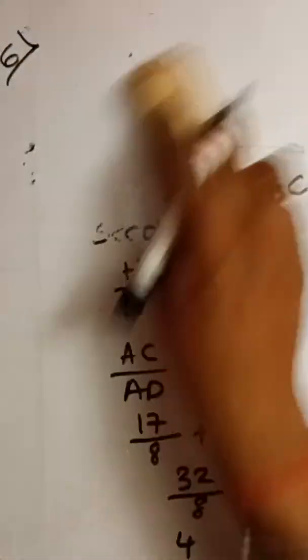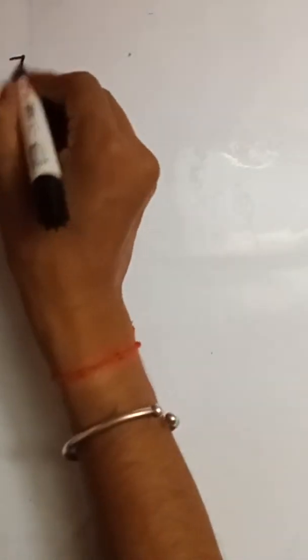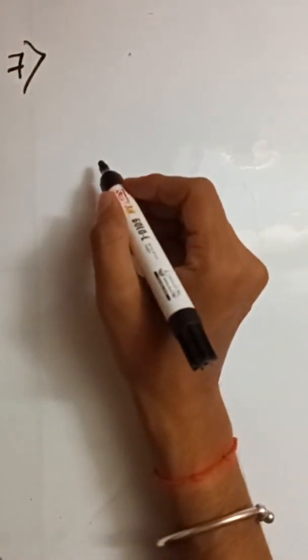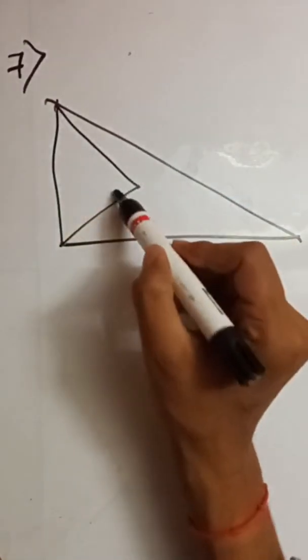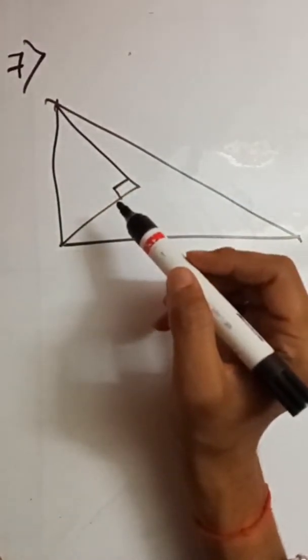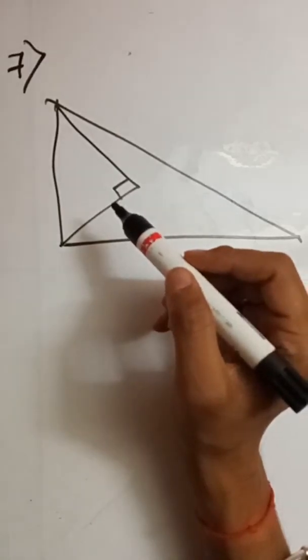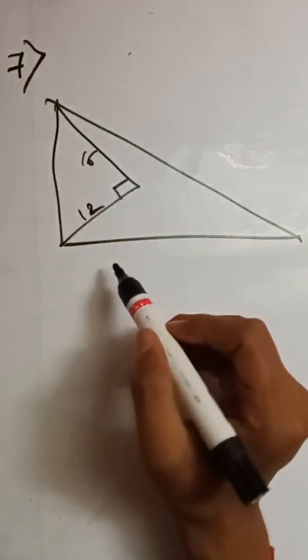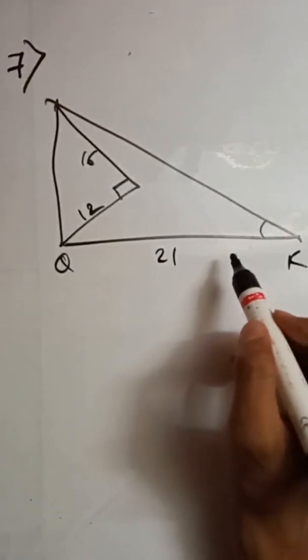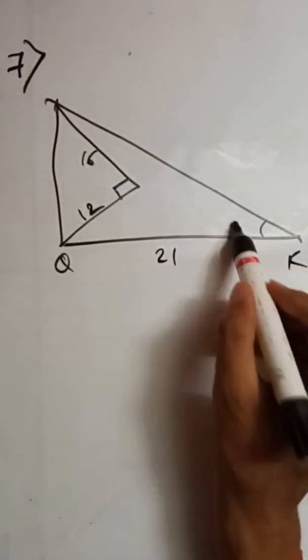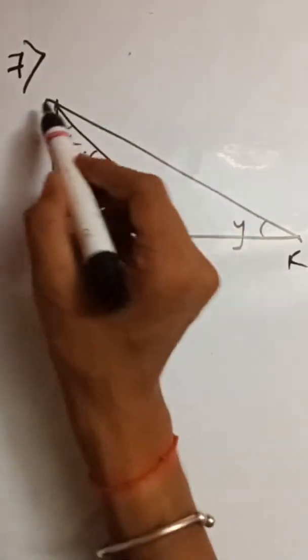Next, question number 7. Again, we have to find the same thing, but the diagram is different. Angle degree given here. This side is 16, this is 12. This is 21. This is y, this is x.